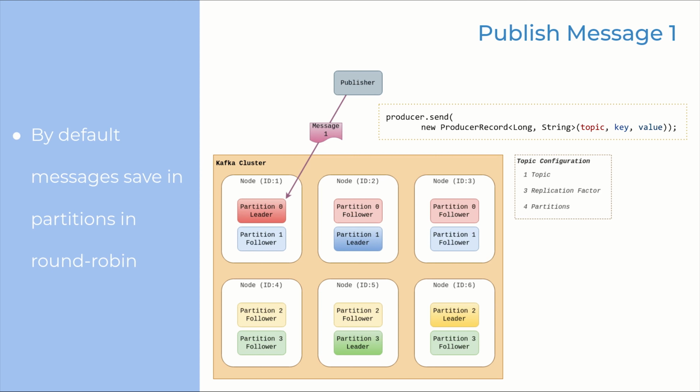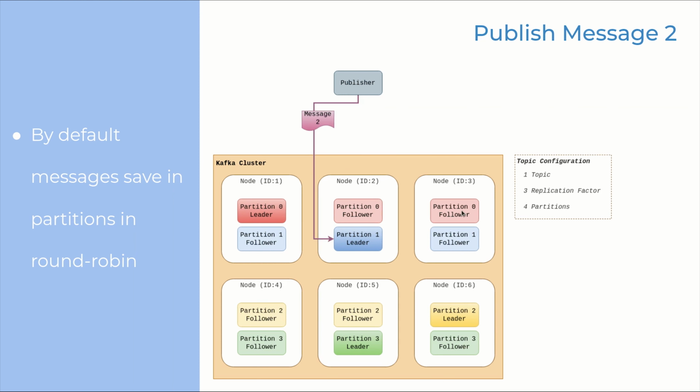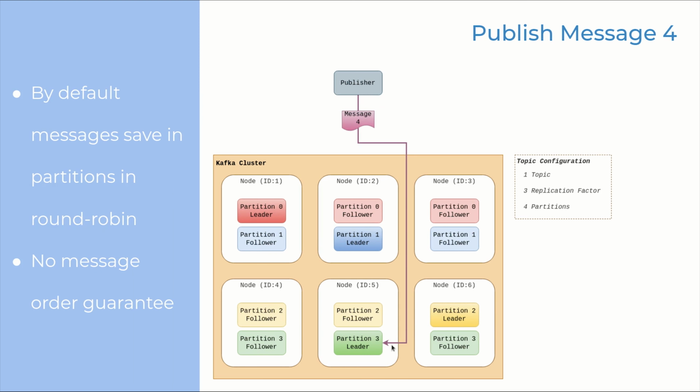So the first message will be written into the leader of the 0th partition, and the second message will be written into the leader of the first partition, and the third message onto the leader of the second partition, and the final message will be written into the leader of the third partition. And the special fact related to this is that there is no guarantee of the order of the messages. So the input message order will not be the same as the output message order.